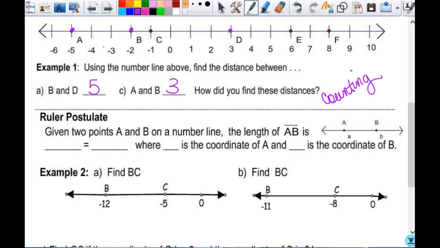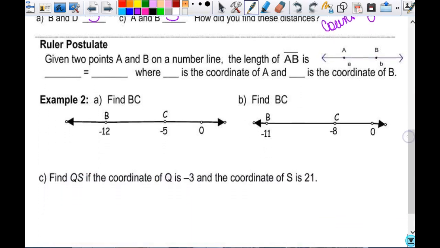So absolute value. That is exactly it. So this says, given two points, A and B on a number line, the length of line segment AB is this. That means the length of line segment AB, and it's equal to the absolute value of little a minus little b, because those represent the numbers on which they are on the number line. Where little a is the coordinate of A and little b is the coordinate of B.